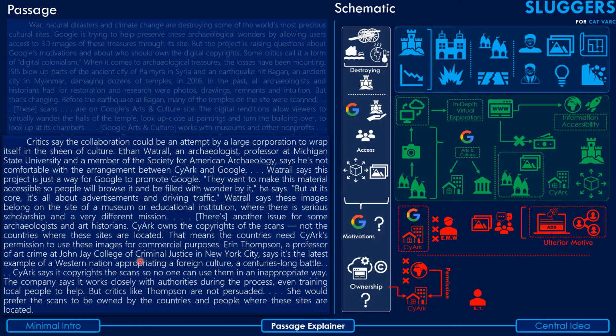Erin Thompson, a professor of art crime at John Jay College of Criminal Justice in New York City, says it's the latest example of a Western nation appropriating a foreign culture, a centuries-long battle.